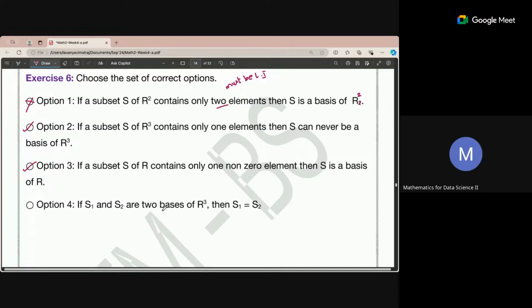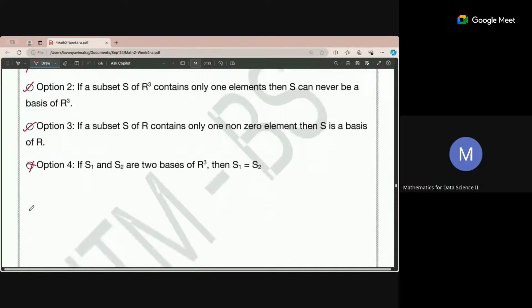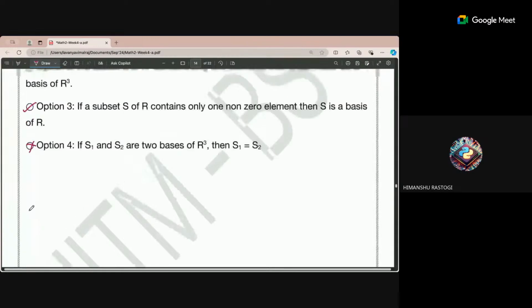Okay, good. If S1 and S2 are two bases of R3, then S1 is equal to S2. Is it true? No, it's not needed. It can be, but it's not needed. Only the cardinalities are the same. The set need not be the same, right? So is there anything that is unique? Span is also not unique, basis is also not unique. Is there anything that is unique about the span? Okay, R is actually R1.